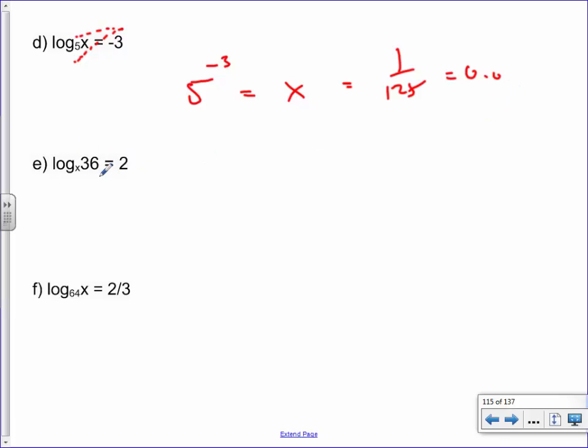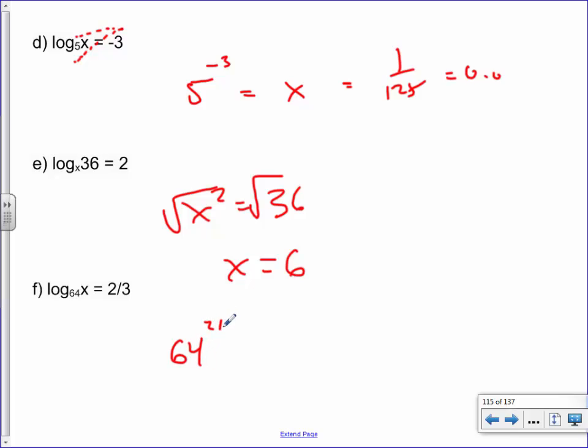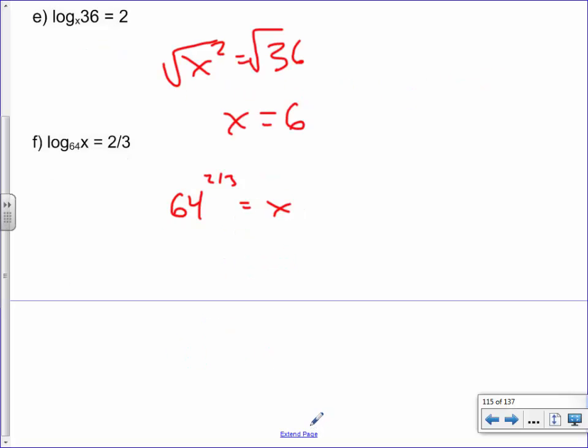Your calculator is not actually helpful here. But your knowledge of logarithms is. This really means, anyone want to give it a shot as to how to rearrange this? Fantastic, good job guys. Therefore, to solve for x, square root both sides, x equals 6. Or this last one, again, you really can't use your calculator, but you can say that 64 to the power of 2/3 equals x. That one's a bit challenging. Do you guys know what 2/3 means as an exponent?